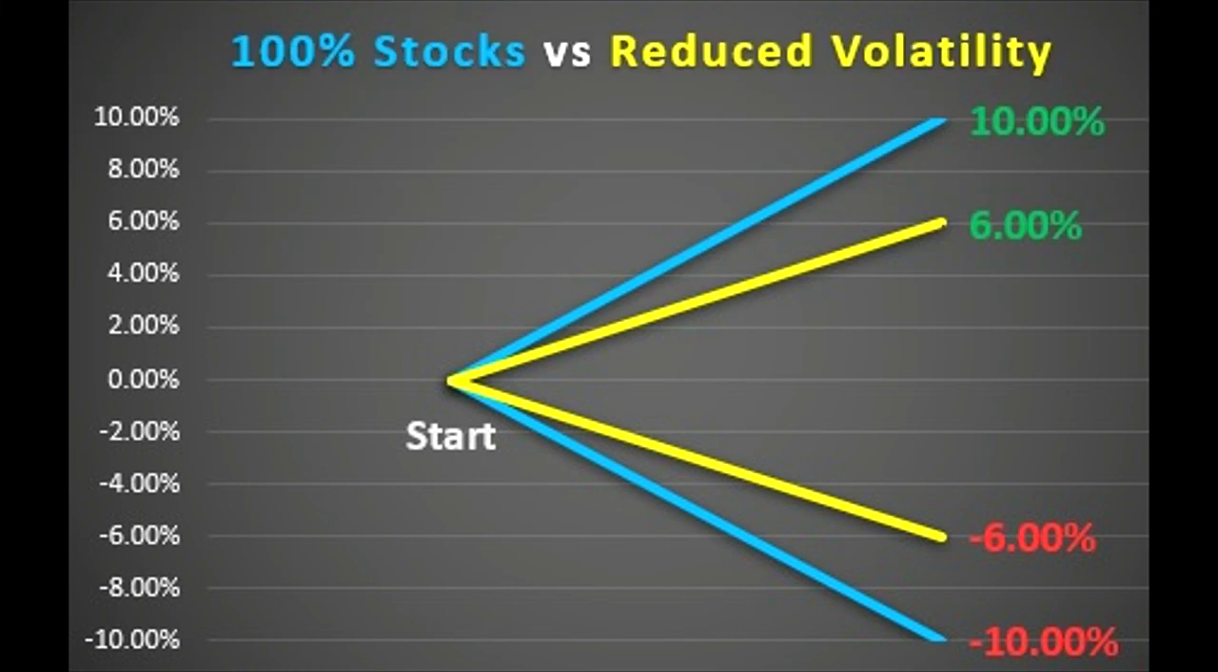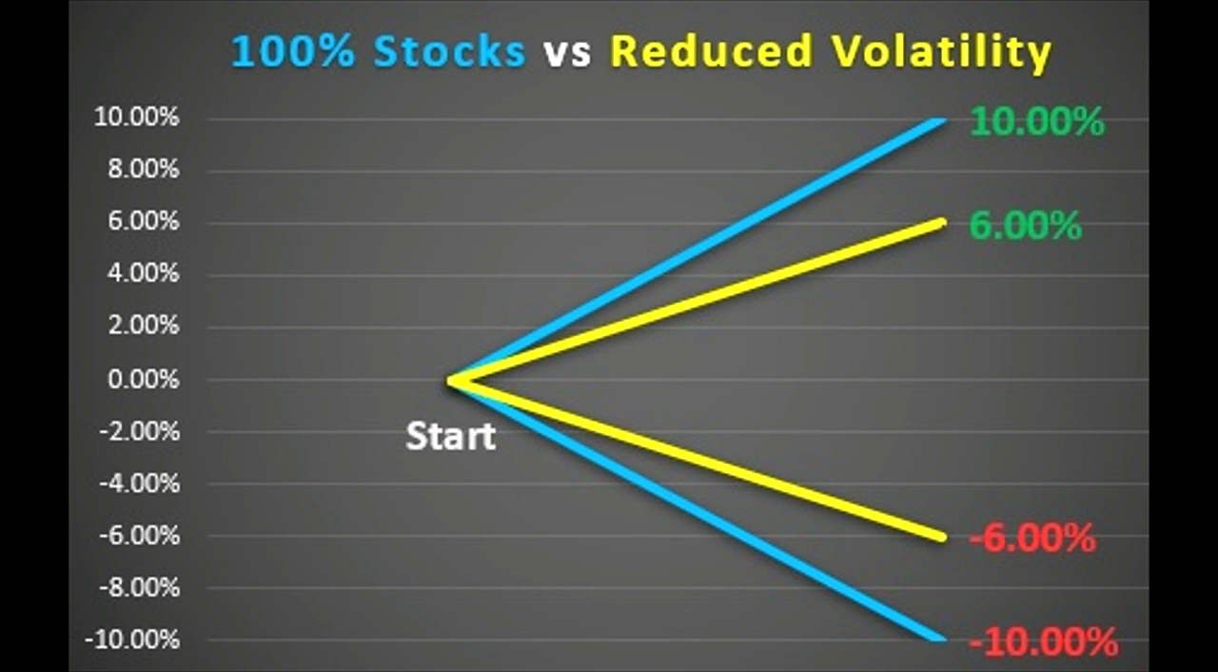Greetings, everybody. I'd like to talk about how you can reduce the volatility in your portfolio. In this graph, we see how a 100% stock portfolio could have been up or down by 10%, while a reduced volatility portfolio would have been up or down by 6%.